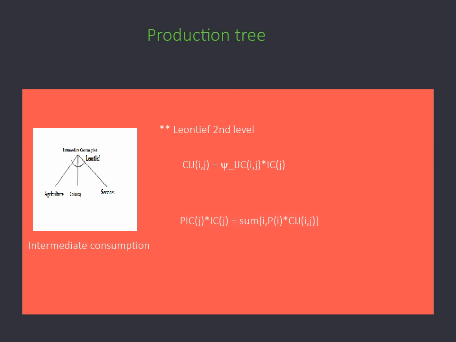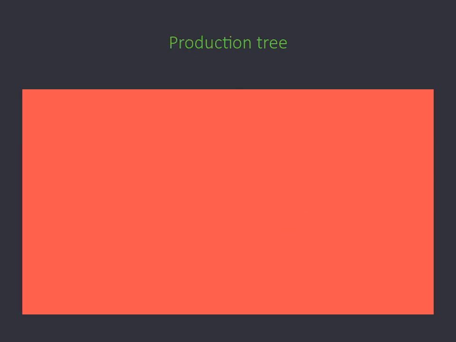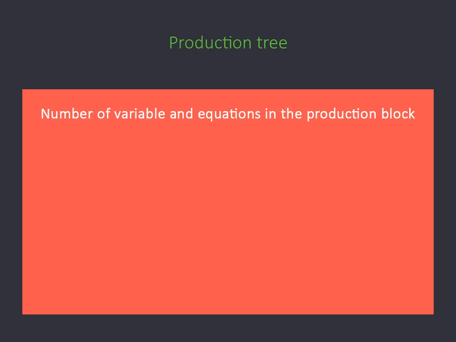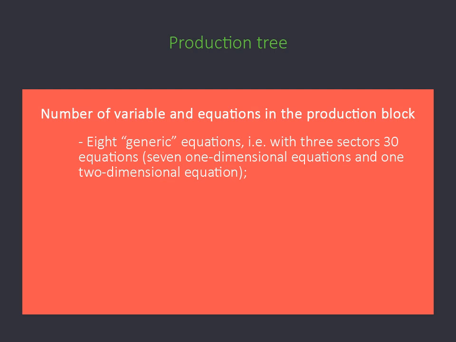Of course, we have to take care of the number of variables and the number of equations in this production block, because we have to be sure that we have enough information to find a solution. That is to say, we must have an identical number of free variables and independent equations. So in fact, we have 8 generic equations in this block. What do I call generic equations? It's an equation defined on a set or two sets.